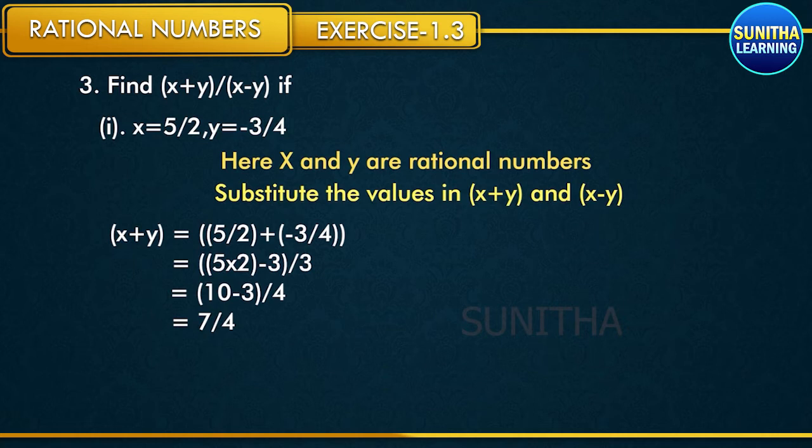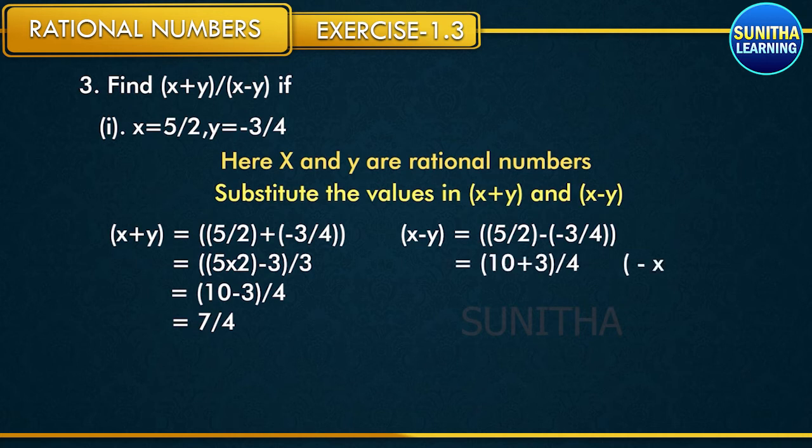In the same way, find x minus y. What is x minus y? x minus y is equal to 5 by 2 minus, minus 3 by 4. As I said earlier also, minus into minus always gives plus. So be very careful, here a lot of students make a mistake. So 5 by 2 plus 3 by 4 will happen. Now do the LCM in the same way. So which is equal to 10 plus 3 by 4, that is 13 by 4.